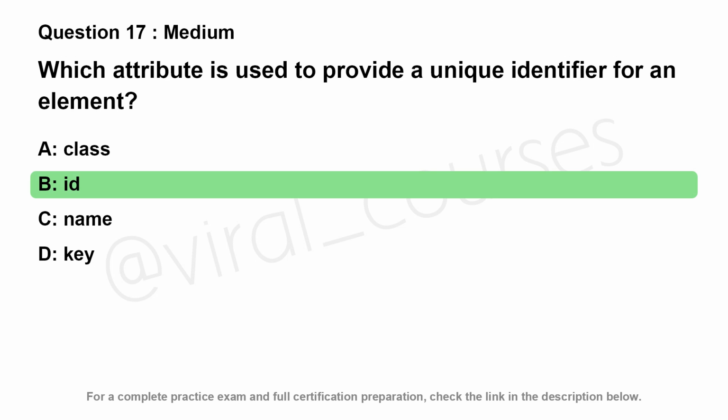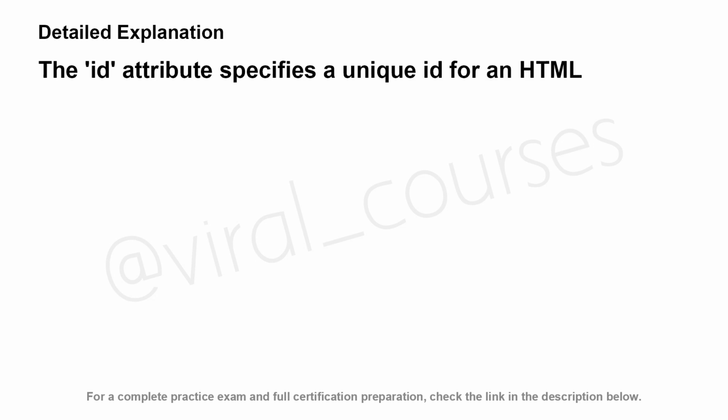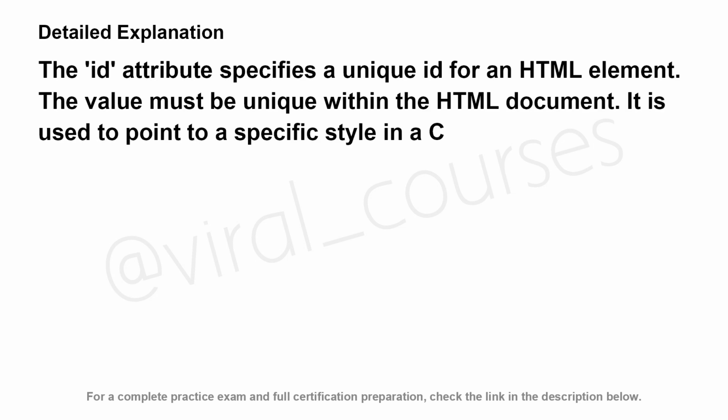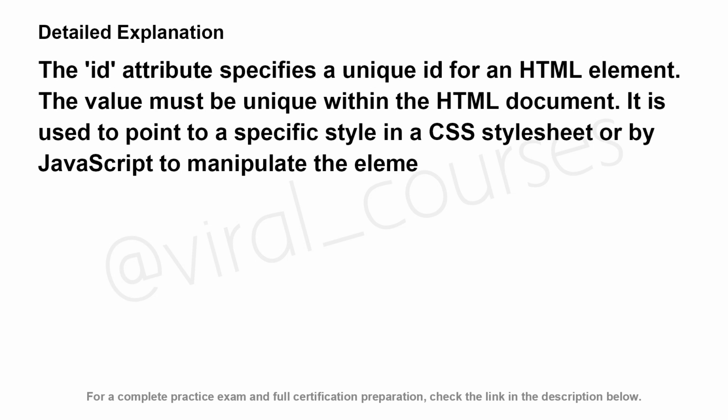The correct answer is B. The id attribute specifies a unique id for an HTML element. The value must be unique within the HTML document. It is used to point to a specific style in a CSS stylesheet or by JavaScript to manipulate the element with that specific id.